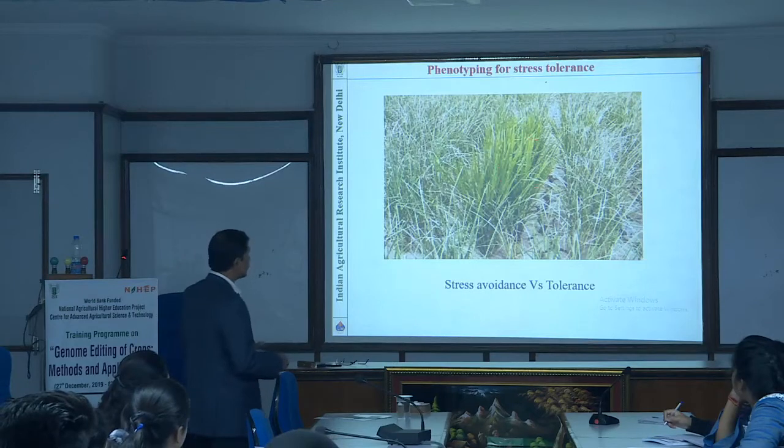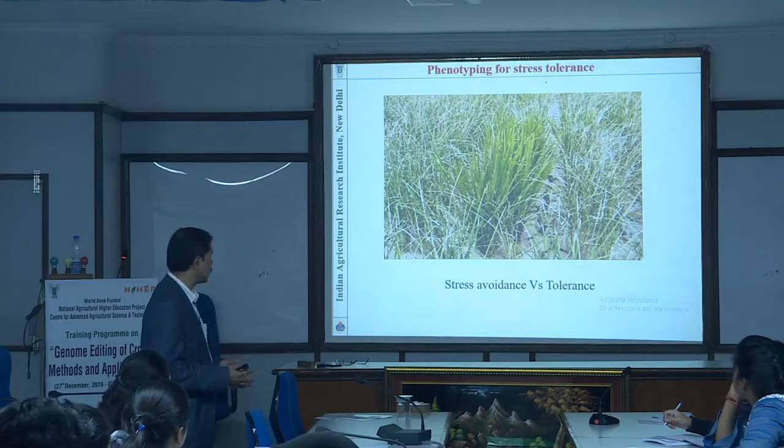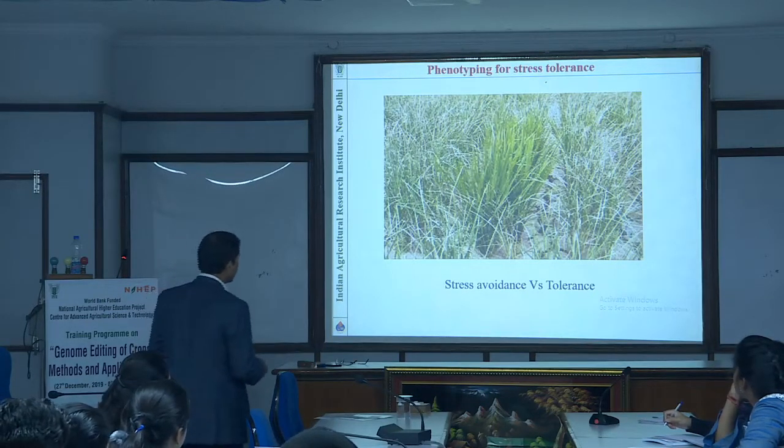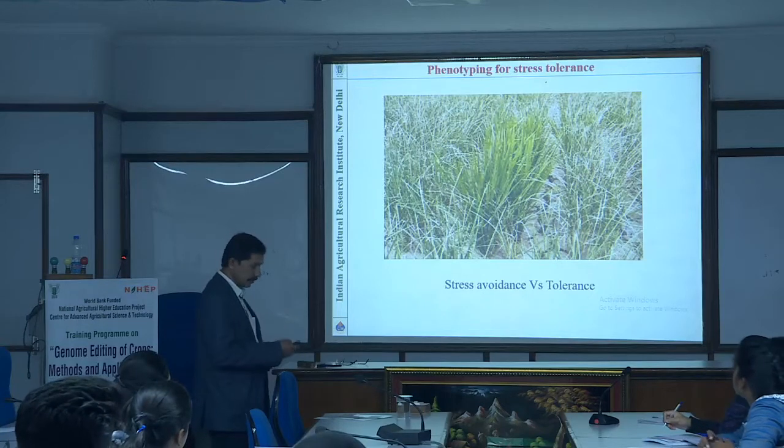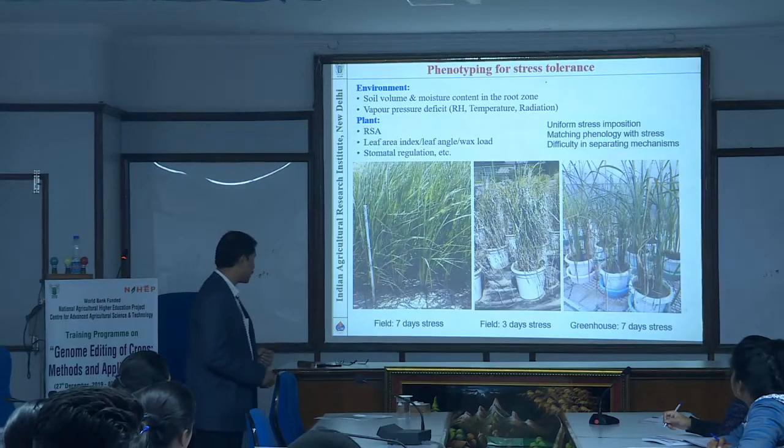So in this case, if you do a leaf transcriptome and try to identify genes, and you can make a gene network, you can do many things, but you will not be able to identify the reason why the plant is tolerant. That's why it is important to understand what you are doing.